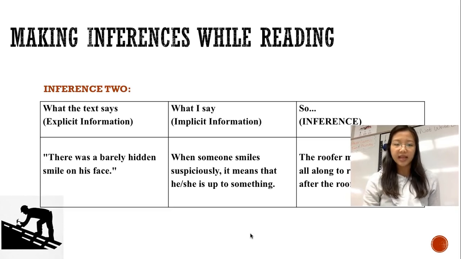So, the second inference that we made was, the roofer may have planned all along to raise the price after the roof was torn off. What did we gather from the text in order to come to this educated guess? The text says, there was a barely hidden smile on his face. Now what I say? Well, usually when I see that someone's smiling suspiciously, it usually means he or she's being kind of shady. So it means that he is up to something, and that's how we came to this inference. We came to the inference that the roofer may have planned all along to raise the price after the roof was torn off. So that's how the what the text says, what I say, and so chart works.